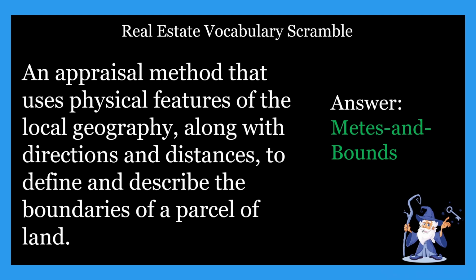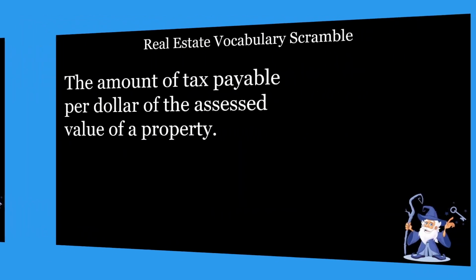But yeah, this is primarily a surveying method. But obviously, when you're learning about this stuff, at least in the real estate textbooks, they cover it under the appraisal section a lot of times too. So that's probably why of the misprint. But yeah, metes and bounds is a surveying method imported to the original colonies that formed the United States. The system uses physical features of local geography along with directions and distances to define and describe the boundaries of a parcel of land. All right, next one.